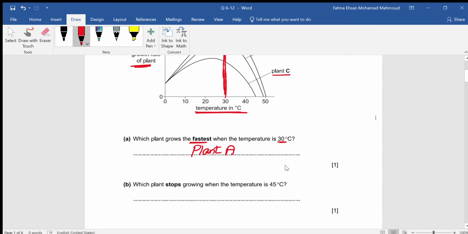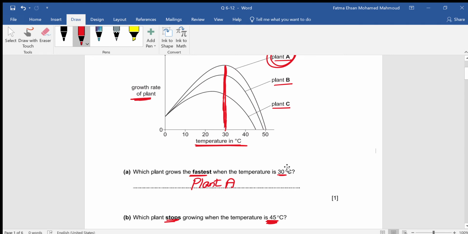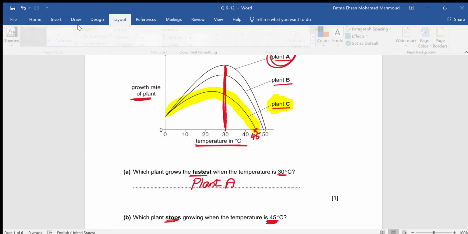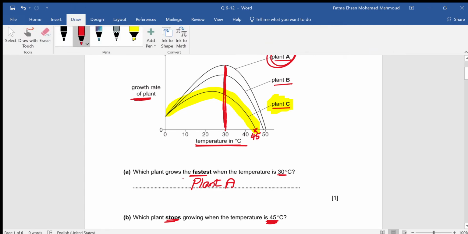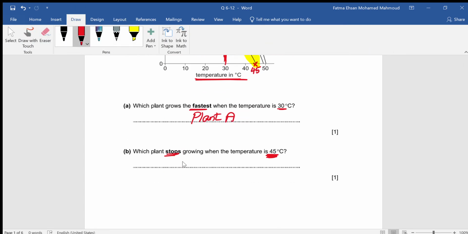Which plant stops growing when the temperature is 45? So at 45 here, 40, 50, so 45 is here. So, which one stopped growing here? Plant C here stopped growing at 45. So, we have plant C.